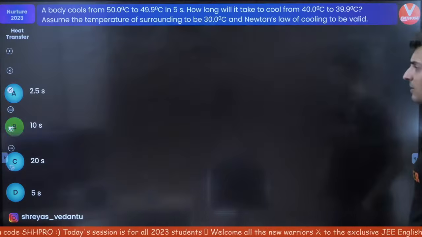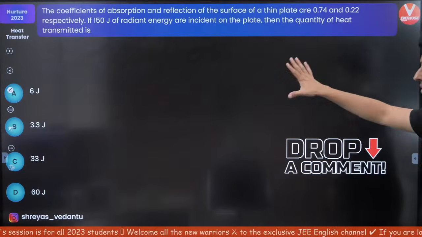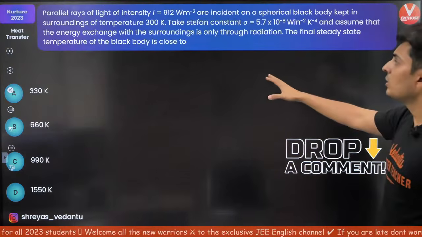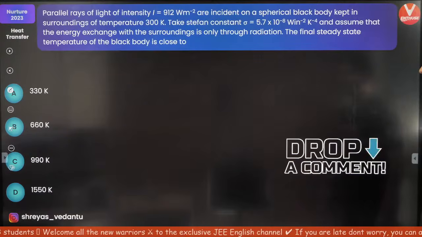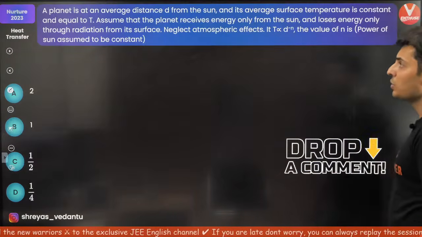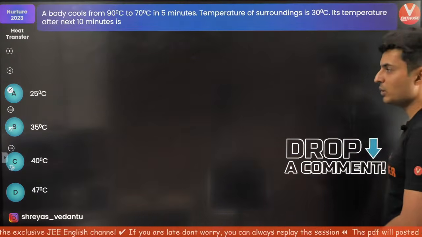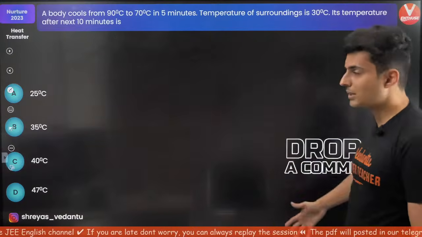All right, so I kept some homework questions after this. Coefficients of absorption, reflection, based on the first part of the chapter. Then you have another question on radiation, on Stefan-Boltzmann law, and then another very interesting question based on geometry. So let's see how many of you can do that. And the fourth question is based on Newton's law of cooling.